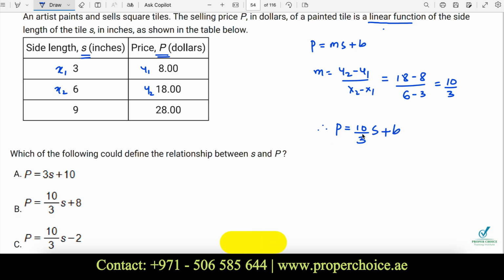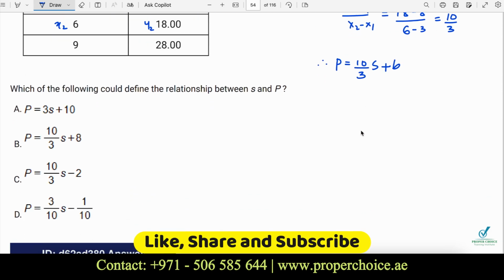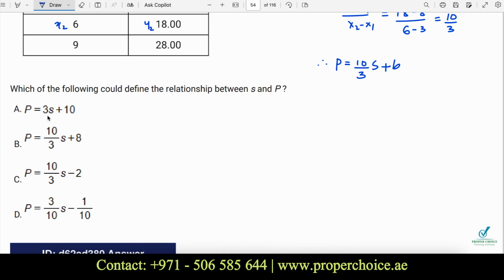Now just by doing this, check which options could be correct. Option A has 3x, which is wrong. Option B has the same slope that I'm looking for, 10 by 3 s, so it could be the answer. Option C could be, because I don't know the y-intercept yet. Option D cannot be because it's representing the slope as 3 by 10.